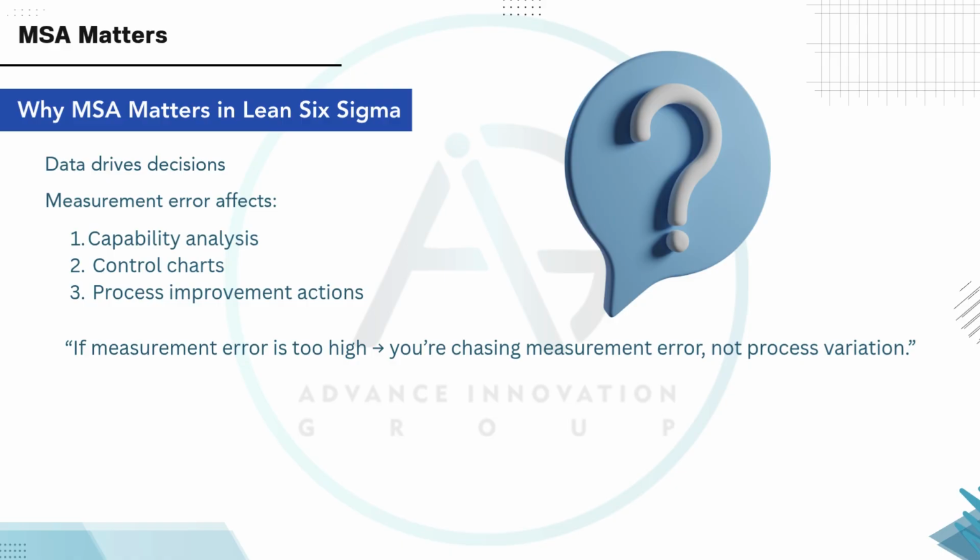There's a great quote on this slide. If measurement error is too high, you're chasing measurement error, not process variation. This means that without a proper MSA, you might think there's a problem in the process, when in reality, it's just the measurement system giving you faulty data. So, in essence, MSA is not just a checkbox. It's a foundational step to ensure the integrity of your data before you make any critical process decisions.